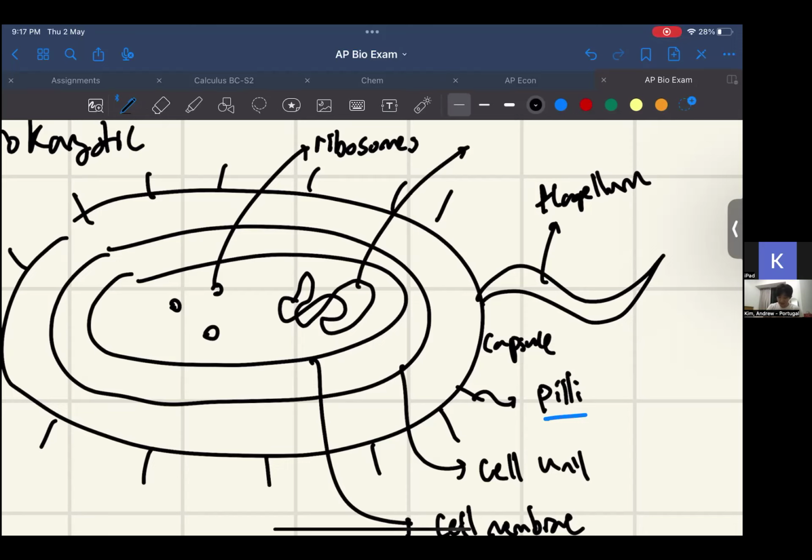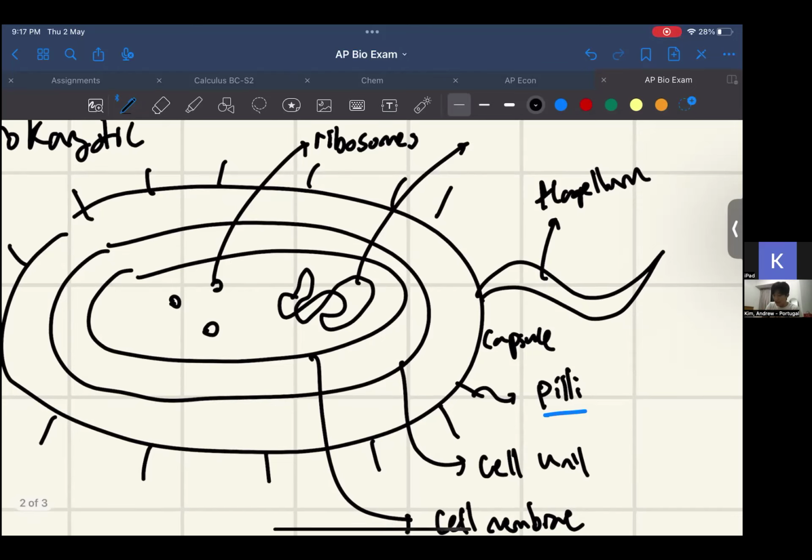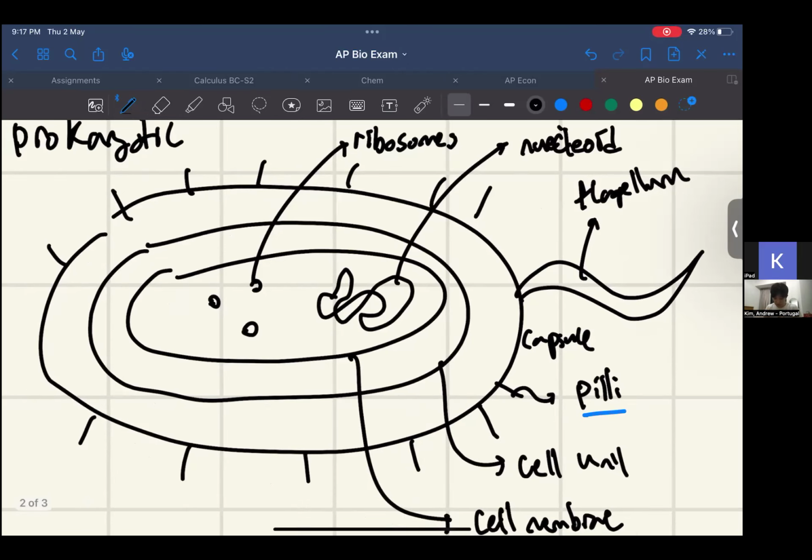Now, this thread-looking shape is, in fact, DNA. This is where DNA is stored, and it is called the nucleoid. I probably spelled that wrong, so just remember how it sounds, okay? Nucleoid is where the DNA is stored. Now, the difference between prokaryotic cell and eukaryotic cell, which I'll explain later, is that prokaryotic cell does not have an additional membrane that surrounds and protects the nucleoid. The DNA just floats around in this vacant area inside the cell membrane, and this vacant area, by the way, is called cytoplasm, okay?